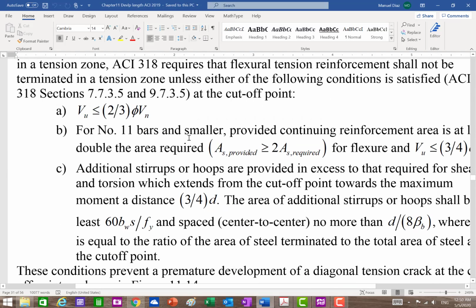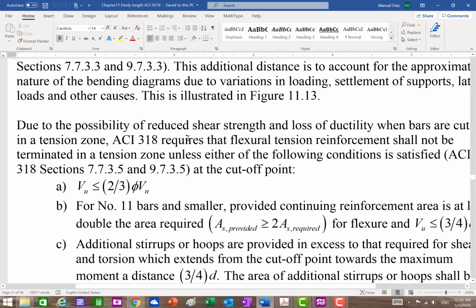Okay, so what do we want to do then? There are some requirements, special things that we need to satisfy. Now, if you cut bars in a tension zone, which is the case that I show you, then there is a problem of potential shear failures. So to cut bars in a tension zone, you have to satisfy that at the cutoff point, Vu has to be less than or equal to 2/3 of phi Vn.